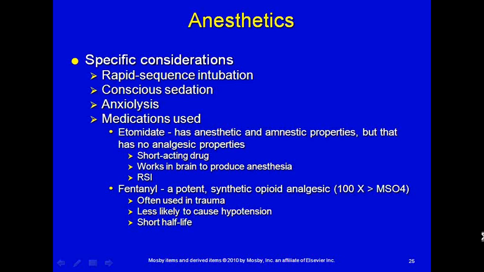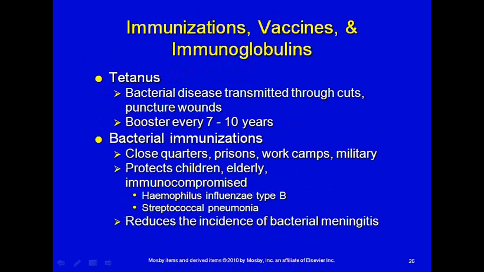Some medications used for immunizations, vaccines, and immunoglobulins include tetanus. Tetanus is a bacterial disease that's transmitted through cuts, puncture wounds, stepping on a rusty nail, and typically we get a booster every 7 to 10 years because you would not want to get tetanus.